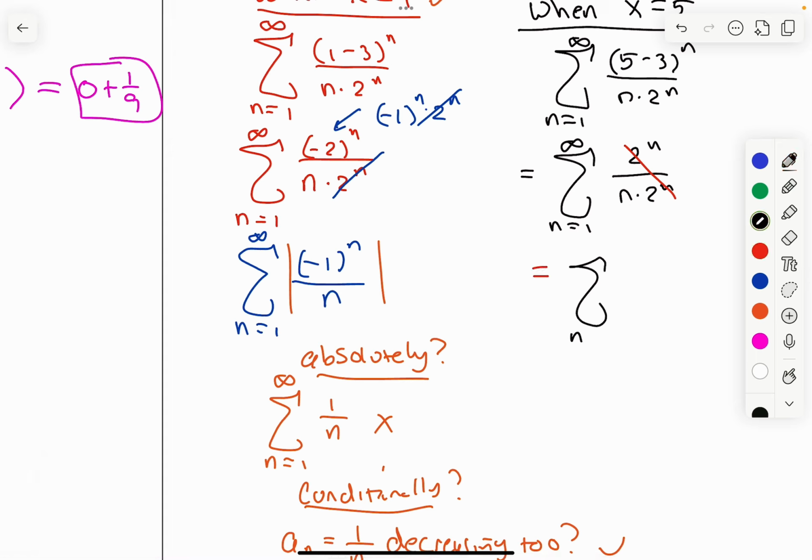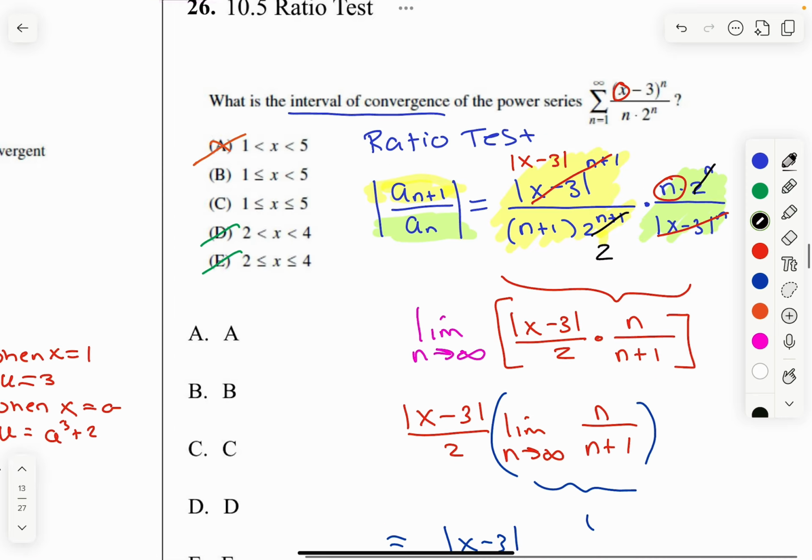This is not alternating, so we don't need to do the whole thing. This diverges because it's a p-series where p is 1. And it's not alternating, so there's no need to do absolute or conditional. So it's just the left endpoint that works. So the answer is B.